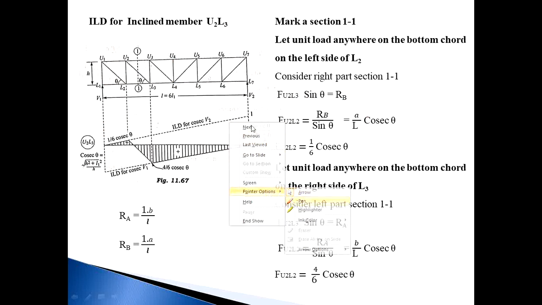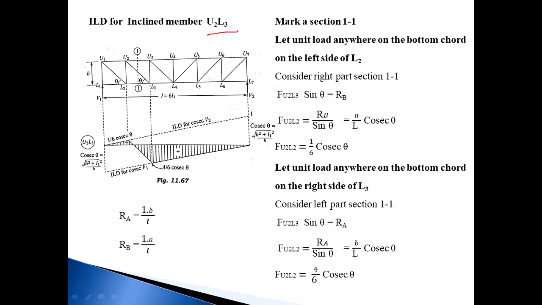Then next, ILD for U2 L3. Mark a section 1.1. Let the unit load be anywhere on the bottom chord on the left side of L2. Left side of L2 means from this point or at L1. So consider the right side part of section 1.1.